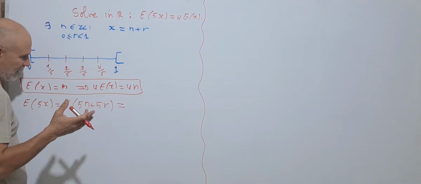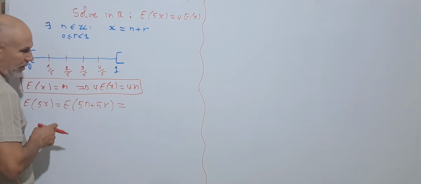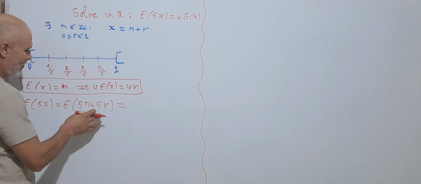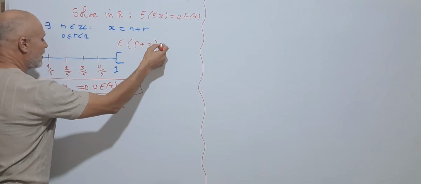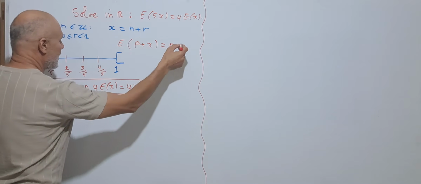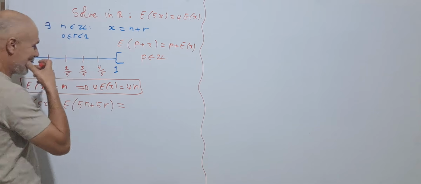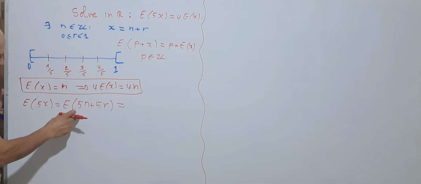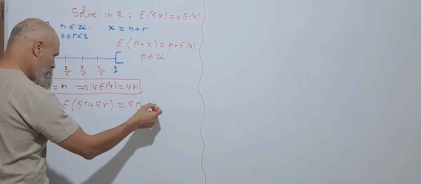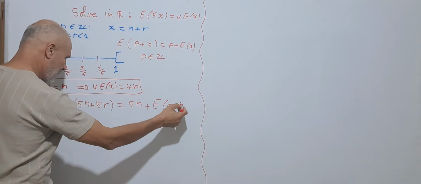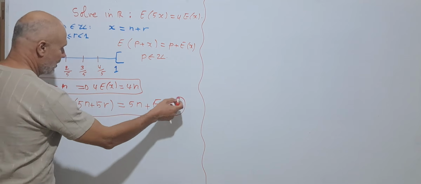For example, in my channel, in the integer part playlist, we have E of p plus x is equal to p plus the integer part of x, where p belongs to Z and x in R. So we have this formula. We will use it here. We get 5n plus the integer part of 5r.